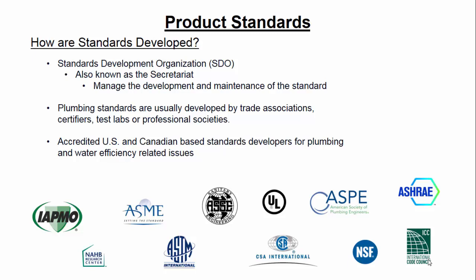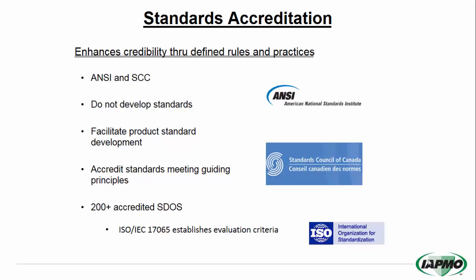The list of logos down below are primarily the ones that handle a lot of the plumbing work. And as I mentioned, they're accredited based on the standards developers for the US and Canada, which is going to be the next slide. The American National Standards Institute represents the US, and the Standards Council of Canada represents the Canadian organizations for accreditations. These two organizations do not develop the standards themselves, but they give the standards development organizations the criteria to use to develop those standards. They help to facilitate that activity, and it's usually under the guise of the ISO 17065 accreditation criteria.